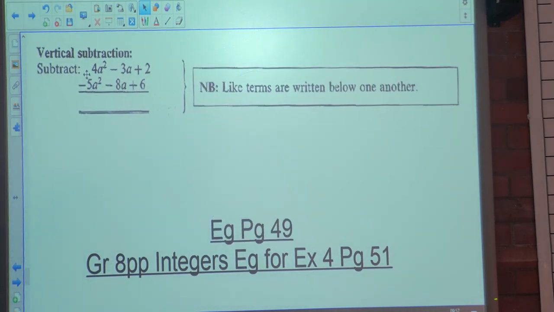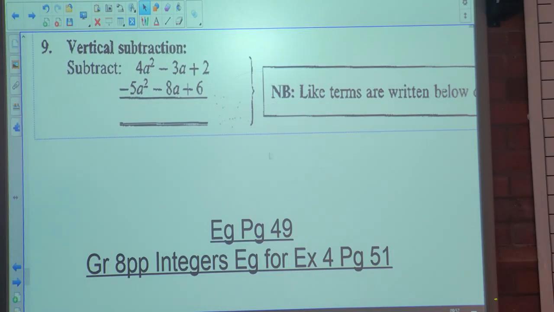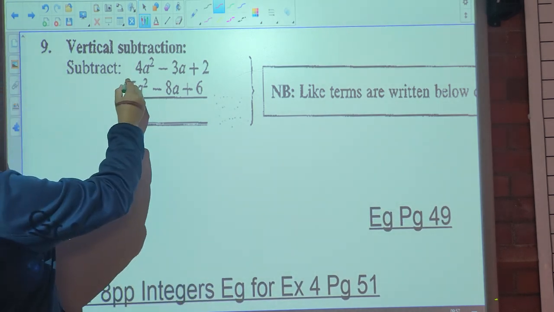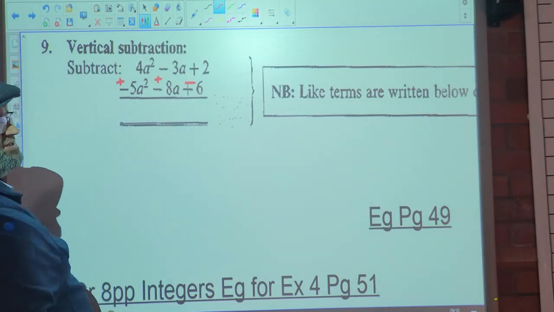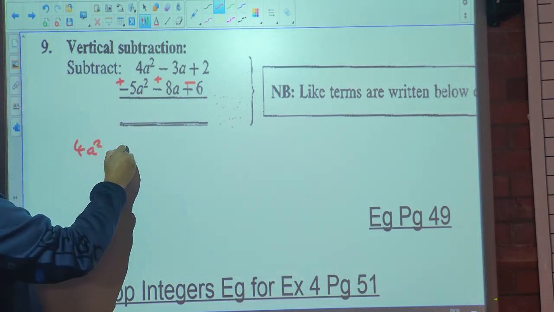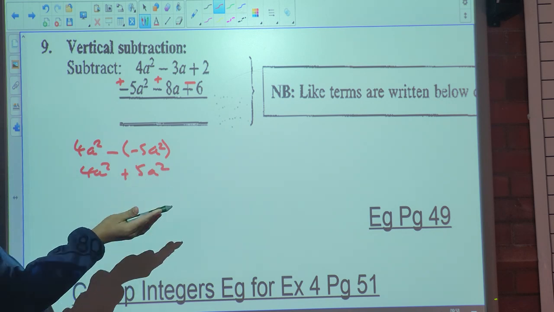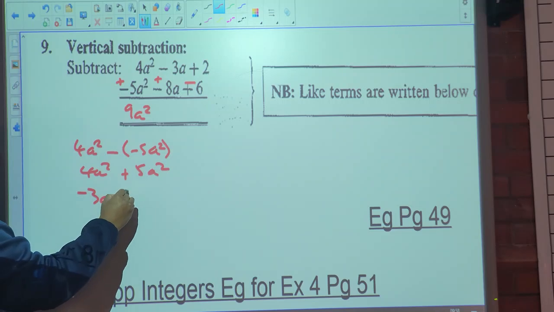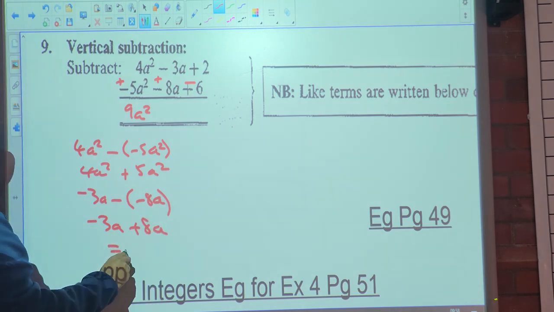Here we are told to do vertical subtraction. The like terms are written below one another. So the question says subtract. So what we do is we change the signs on the line. Minus becomes a plus, and plus becomes a minus. Or if you didn't want to do that, no problem. You just say in your head 4a squared minus negative 5a squared, which becomes 4a squared plus 5a squared anyway, which is then 9a squared. And then we say negative 3a minus negative 8a, which becomes negative 3a plus 8a, which is 5a.